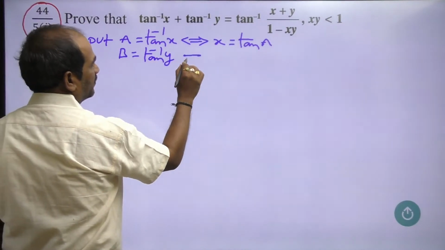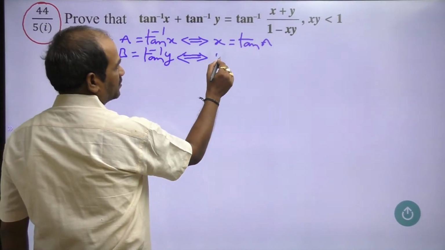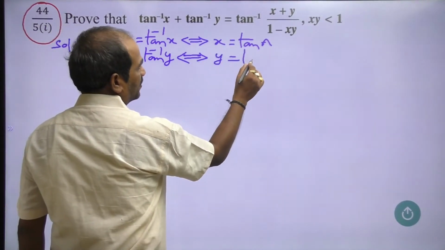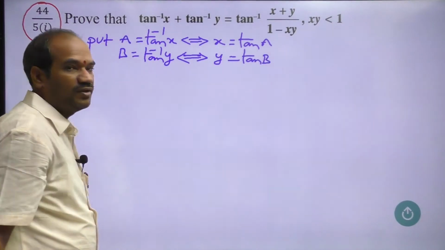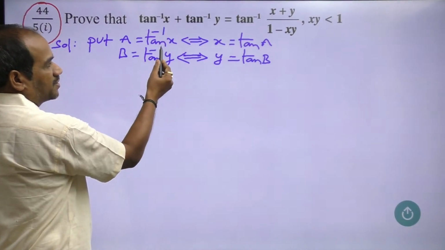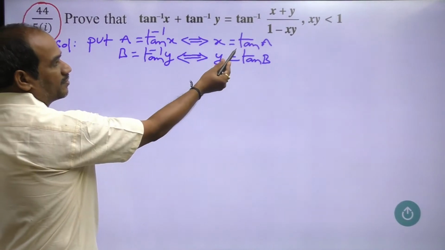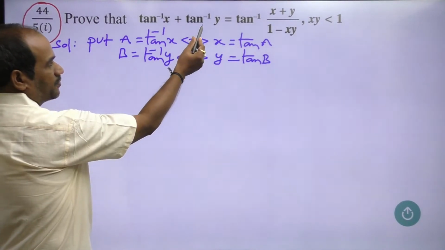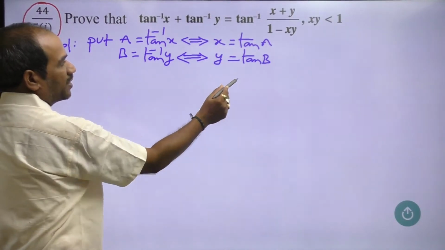So here if and only if tan b is equal to y. So y is equal to tan of b. See here, this value is a, put a is equal to tan inverse x. If and only if x is equal to, taking to this side, tan of a. Next tan inverse y is equal to b. So here, taking tan to this side, y is equal to tan of b.